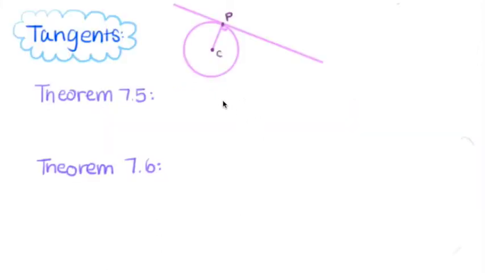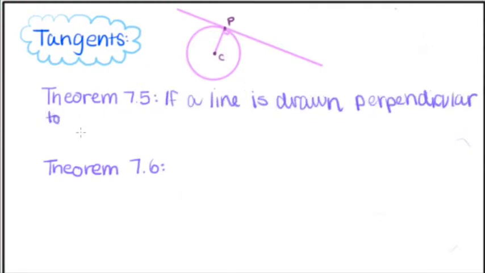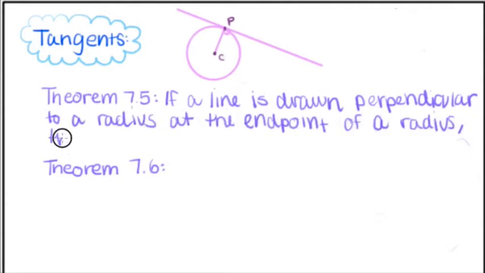So what exactly is a tangent? There are two theorems that can help us to understand, and those are 7.5 and 7.6. So theorem 7.5 states, if a line is drawn perpendicular to a radius of a circle at the endpoint of the radius, then that line is tangent to the circle.